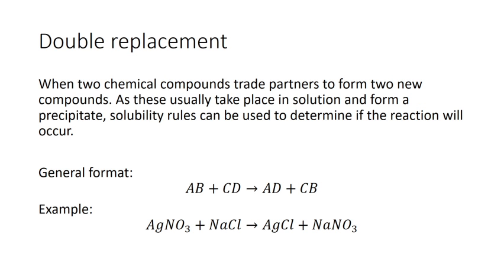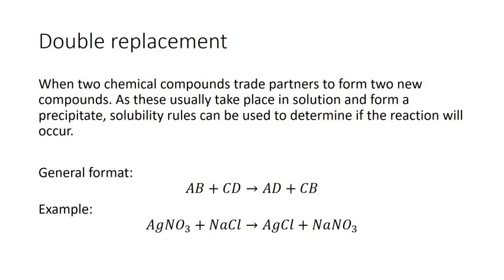And then, of course, if there is a single replacement, there must be a double replacement. This is when two chemical compounds essentially trade partners. I know you can't see me making the air quotes there, but I made them anyway. And that's going to form two new compounds. As these usually take place in solution and form a precipitate, solubility rules can be used to determine if the reaction will occur. Here's a hint. You should be memorizing some basic solubility rules. So, take a look at those. Memorize your basic solubility rules.